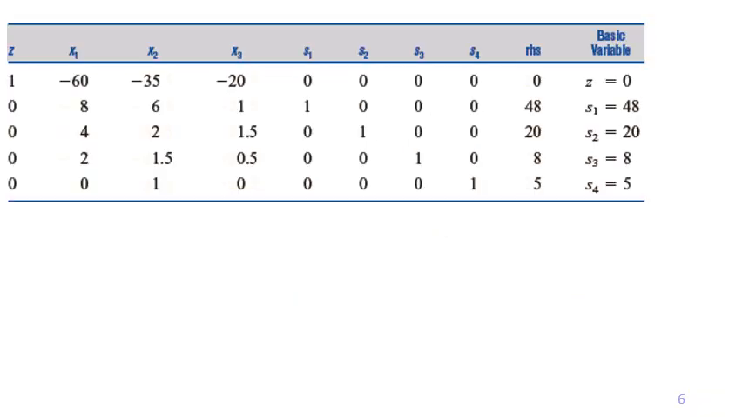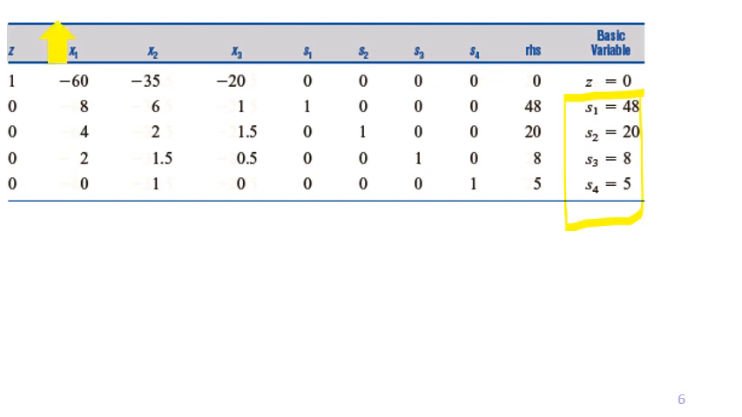From the standard form, we put it in this table, and we see that we already have a BFS because we have a canonical form, and all basic variables are positive. Step 3, you ask the question, is this BFS optimal or not? It is not optimal because you still see negative coefficients in row 0. You have x1, x2, x3, all having negative coefficients. So this BFS is not optimal.